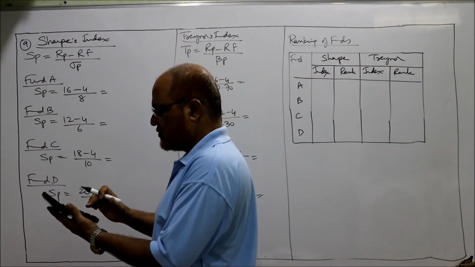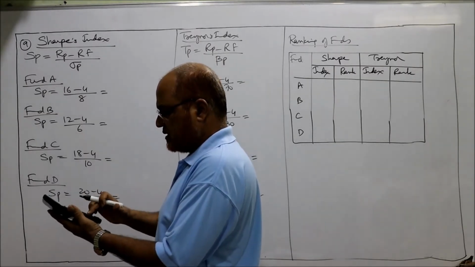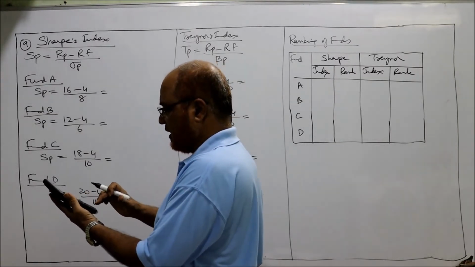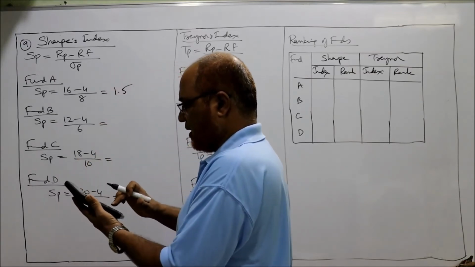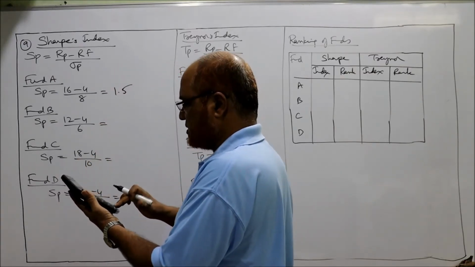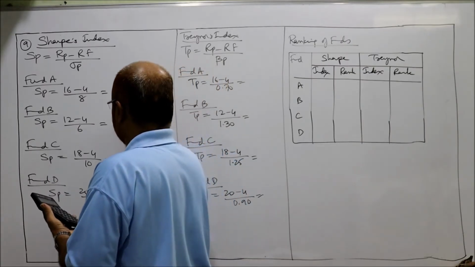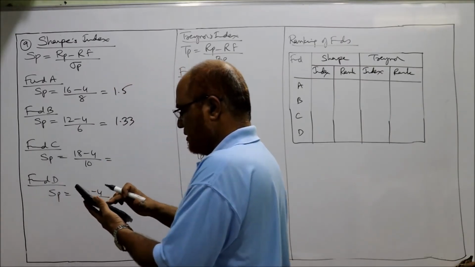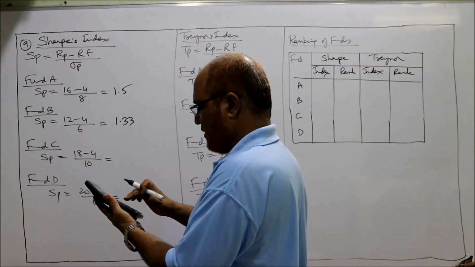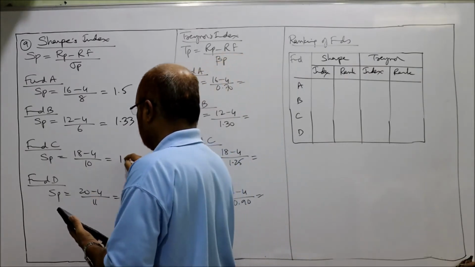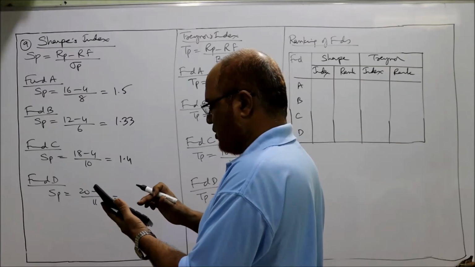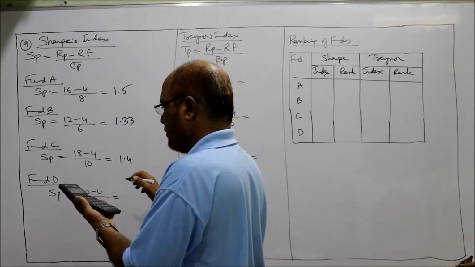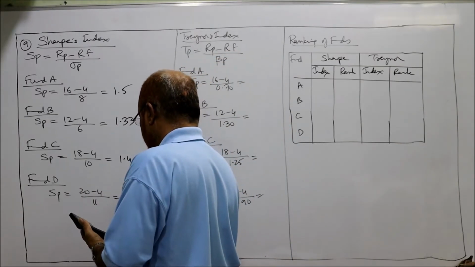16 minus 4 divided by 8 is 1.5. 12 minus 4 divided by 6 is 1.33. 18 minus 4 divided by 10 is 1.4. 20 minus 4 divided by 11 is 1.45.